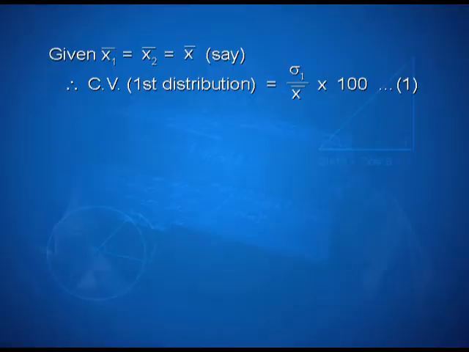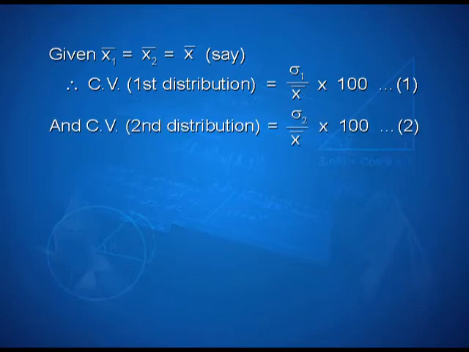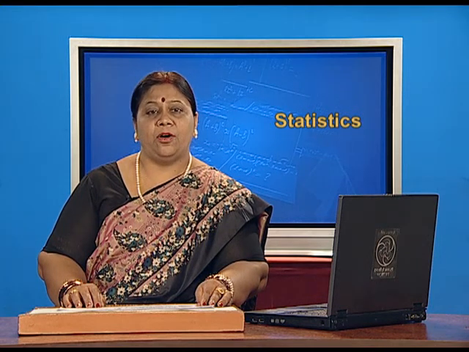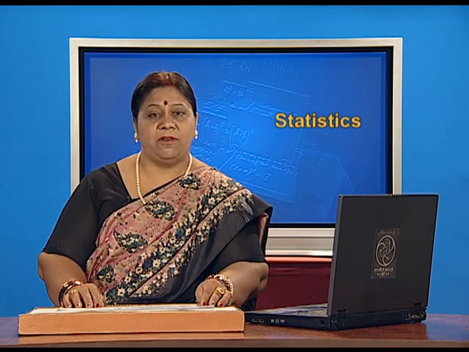Therefore, CV for the first distribution becomes sigma 1 upon x bar into 100, take this as equation 1, and CV for the second distribution becomes sigma 2 upon x bar into 100, take this as equation 2. It is clear from 1 and 2 that the two CVs can be compared on the basis of values of sigma 1 and sigma 2 only.